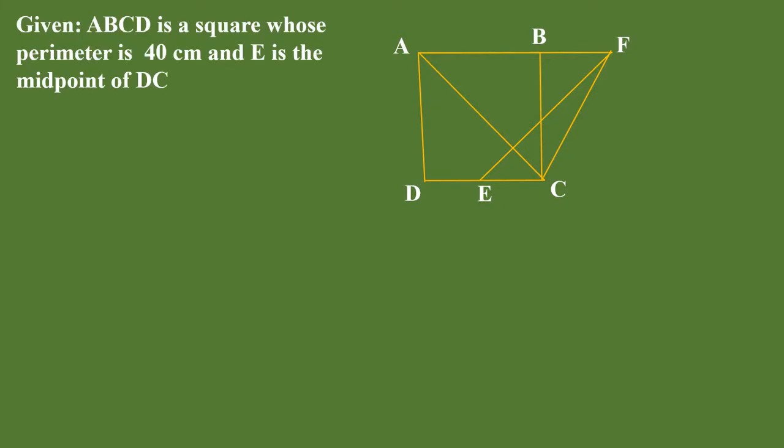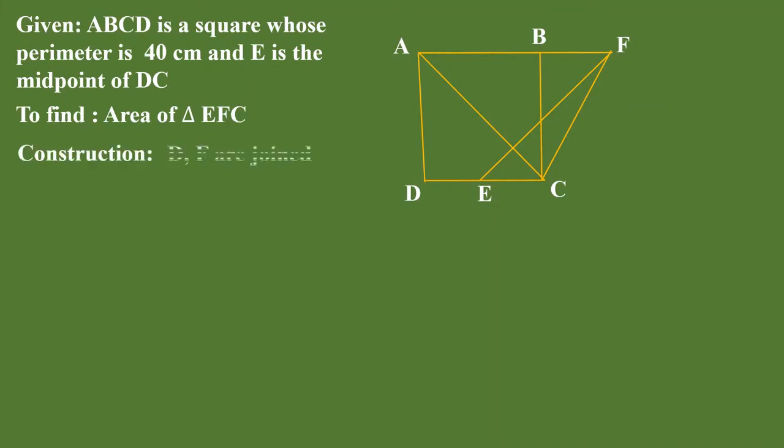ABCD is a square and its perimeter is given as 40 cm, and E is the midpoint of DC. Just check in the figure. Here we need to find the area of triangle EFC. Since E is the midpoint, what happens if I join D comma F? If we join, then what will happen?